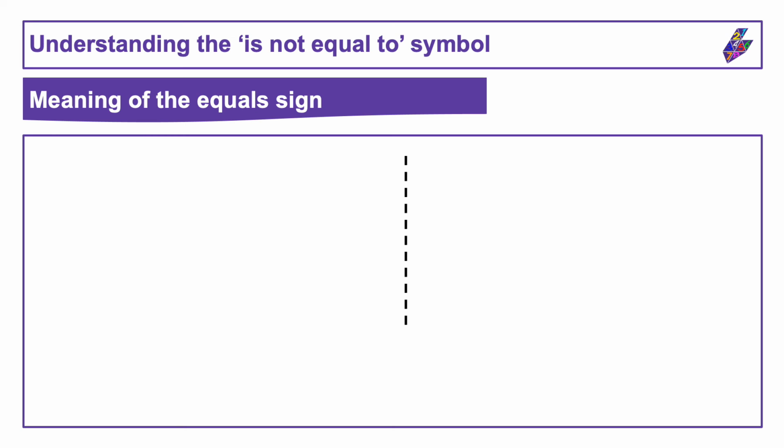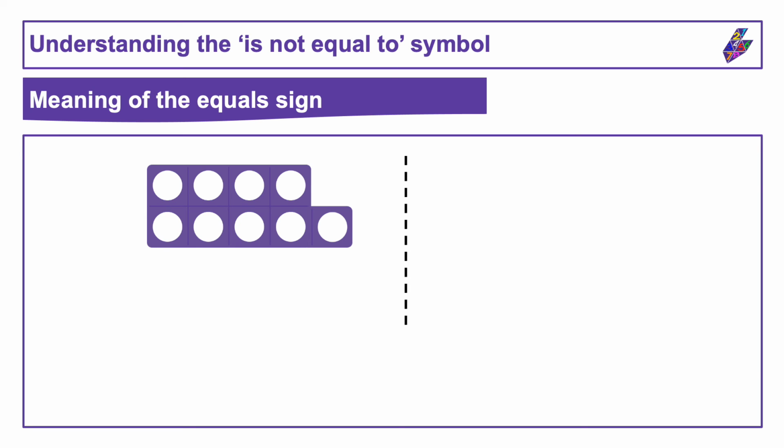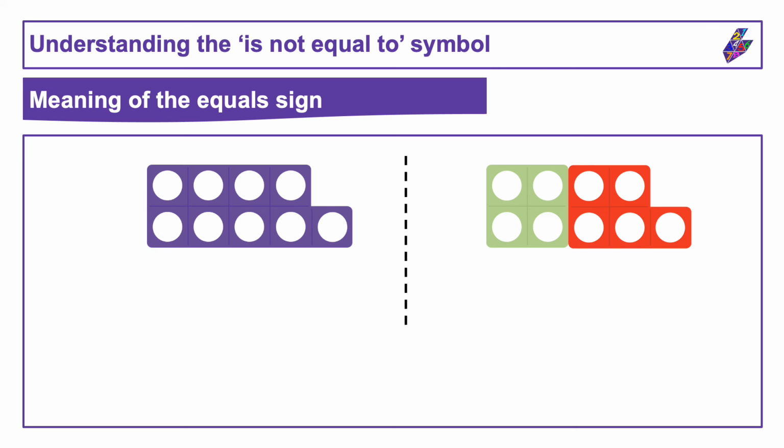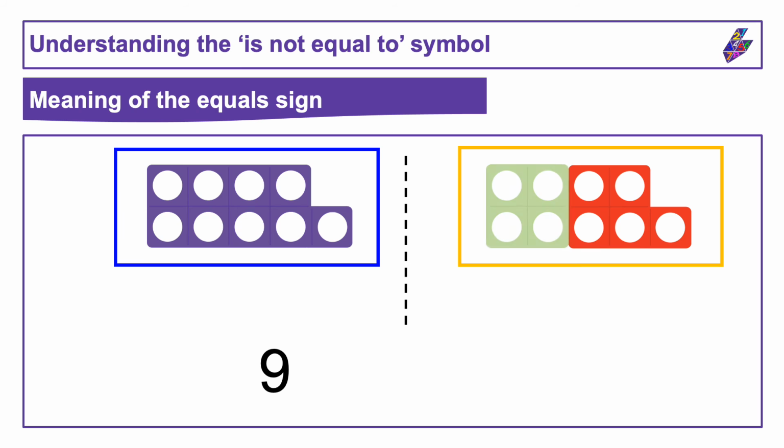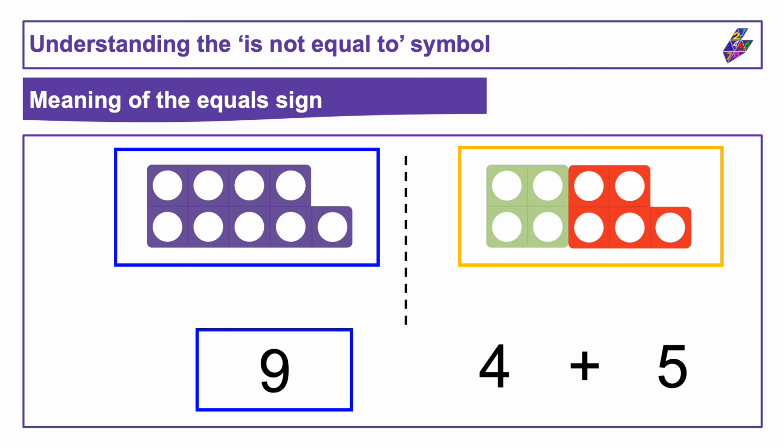What about this situation? If this piece here has a value of 9, and these pieces here have a value of 4 and 5, is the quantity on the left the same value as the quantity on the right? Well, we know that this piece here has a value of 9. On the right, we've got 4 plus 5. The total of 4 plus 5 is equal to 9. So yes, the left side of the equation has the same value as the right side. So we can say that 9 is equal to 4 plus 5.